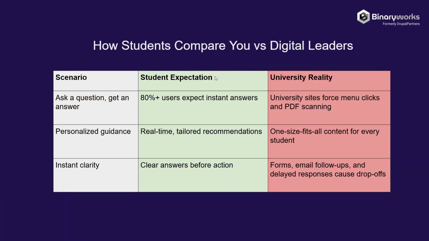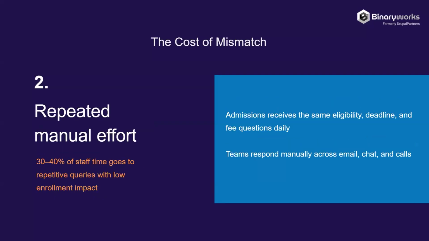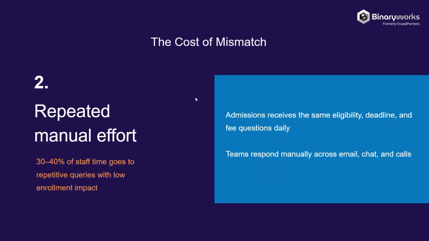Most universities' sites still rely on menus, PDFs, and delayed follow-ups. The gap creates early drop-offs and lost enrollment opportunities. Many students leave after viewing just one page, not because they're uninterested, but because they're confused. When discovery fails in the first few seconds, traffic is lost before intent can form.